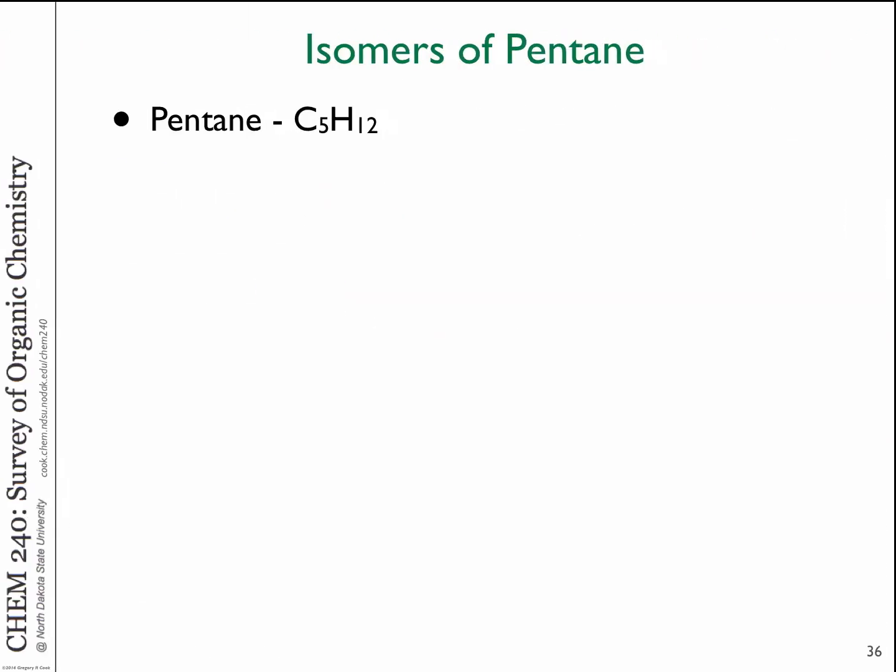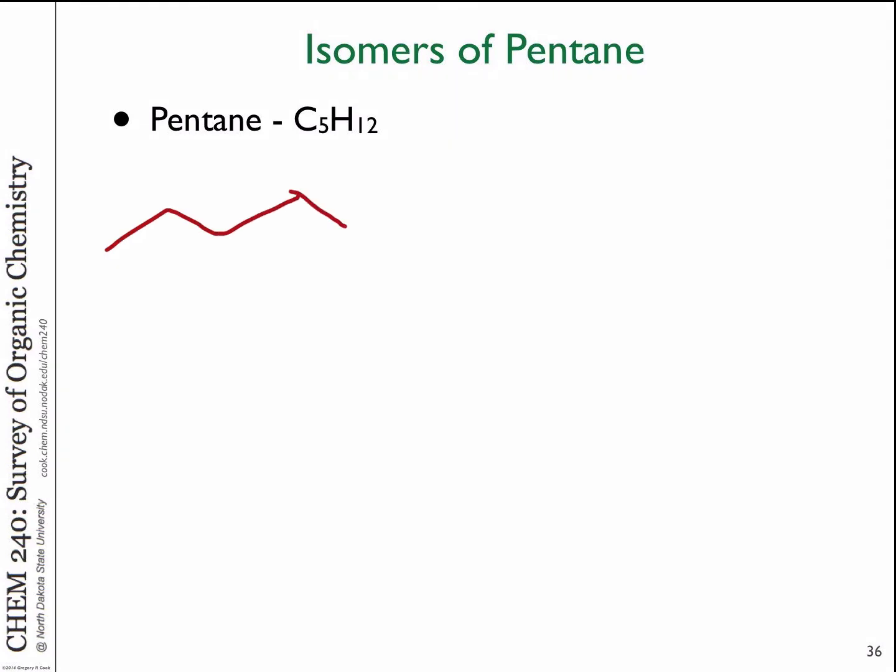Okay, what about pentane, C5H12? How many isomers can you draw of pentane? We have one answer of 3. What are those 3? Okay, so let's see. Where's my pen? 1, 2, 3, 4, 5 carbons.